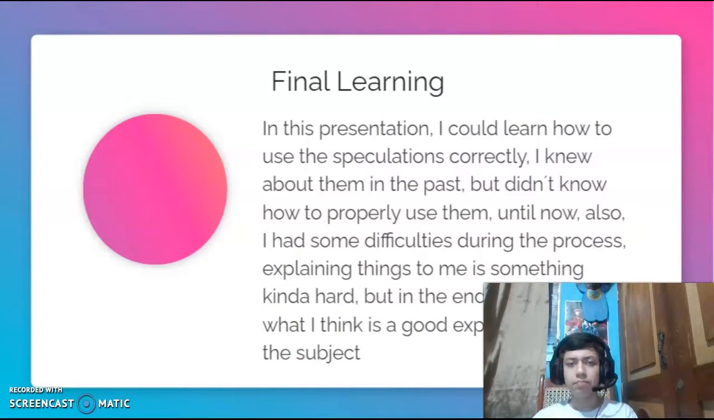And finally, in this presentation, I could learn how to use the speculations correctly. I knew about them in the past, but I didn't know how to properly use them until now. Also, I had some difficulties during the process. Explaining things is kind of hard for me. I'm not very familiar with that field. But in the end, I could deliver what I think is a good explanation about the subject.